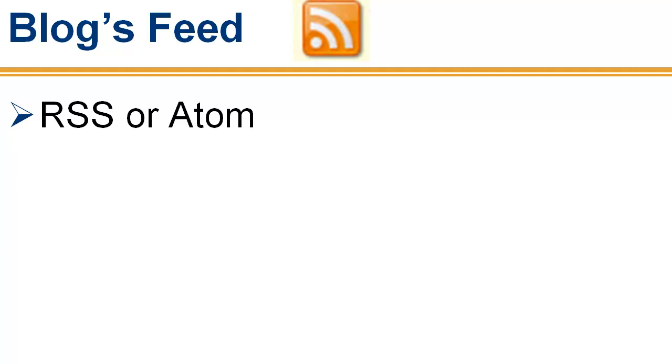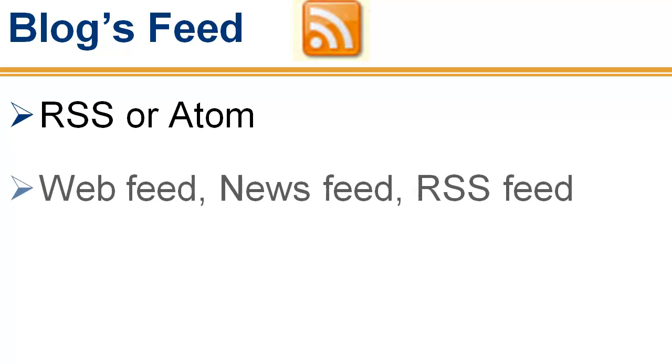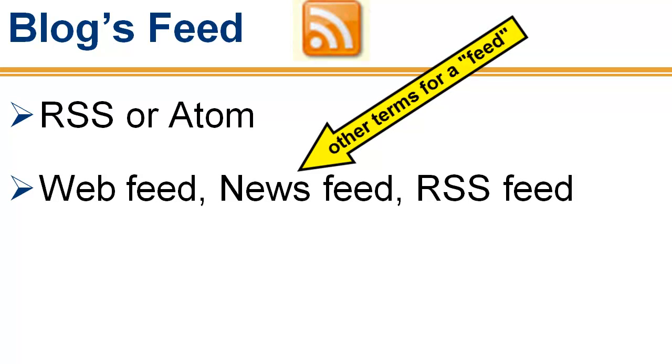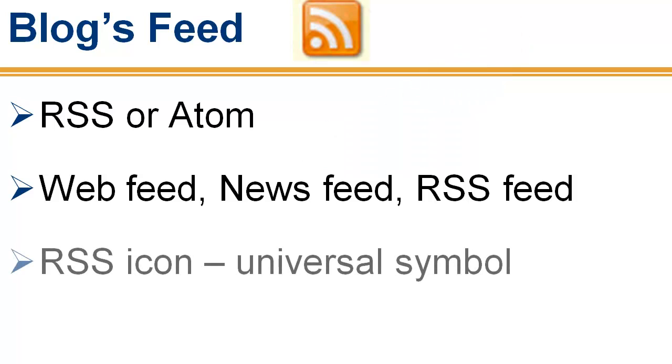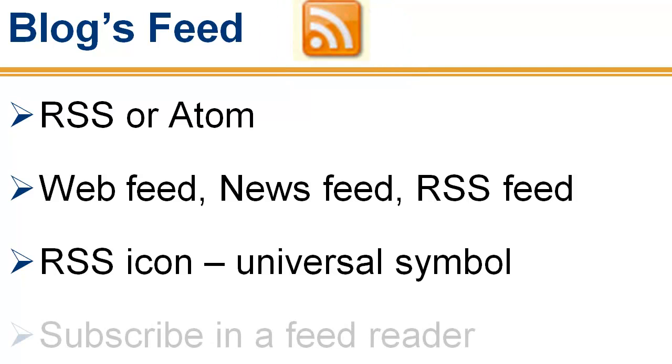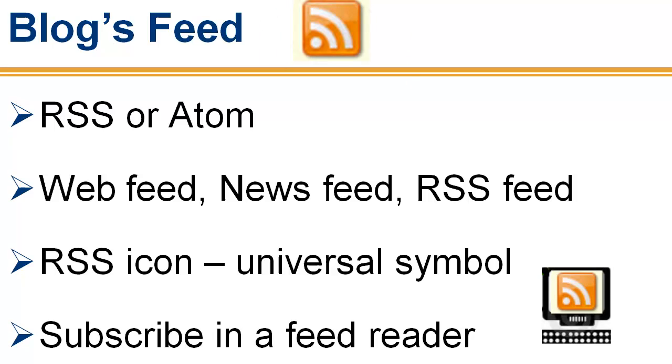Blogs have an RSS or Atom feed. A feed is also called a web feed, news feed, RSS feed, and possibly other terms for it. The RSS icon, which we see here, is the universal symbol for a feed. When you subscribe to a feed in a reader, you are actually subscribing to the content in that RSS file. The feed reader reads that information and displays it.